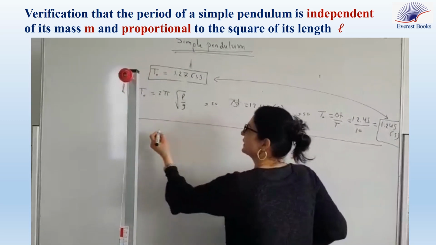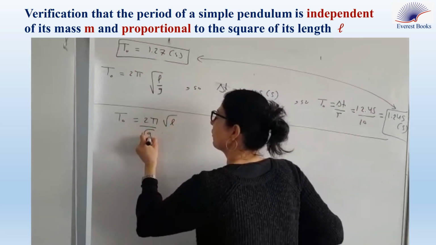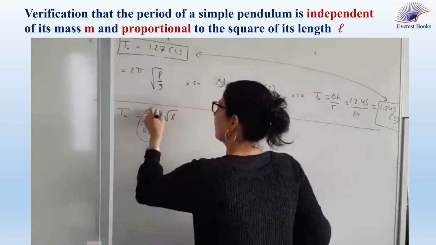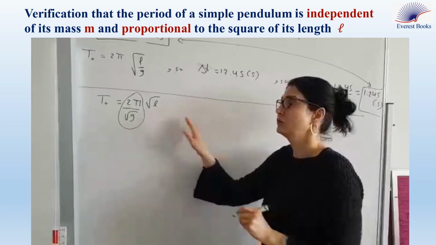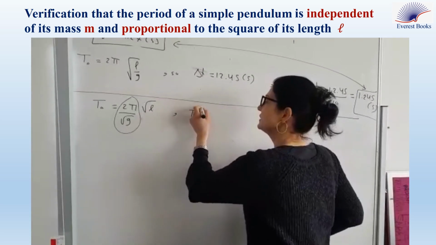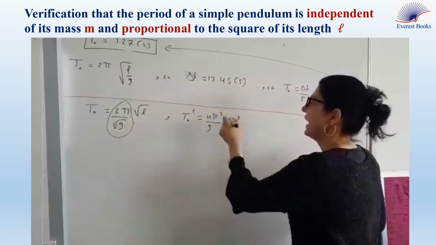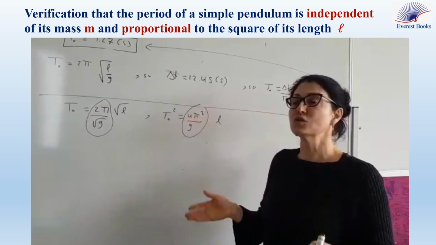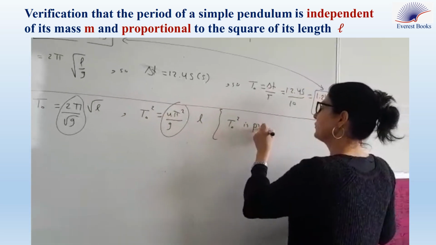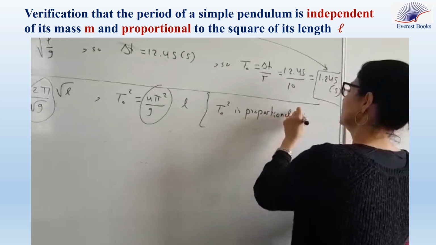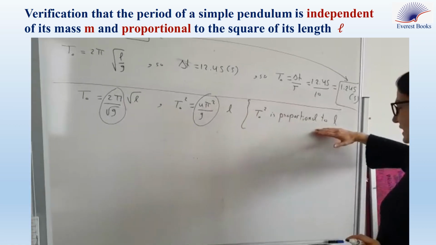Now, consider the formula. T0 is equal to 2 pi times the square root of L over the square root of g. 2 pi over the square root of g is constant, which means that T0 is directly proportional to the square root of L. Square both sides. T0 squared is equal to 4 pi squared over g times L. Again, 4 pi squared over g is constant, so T0 squared is directly proportional to L. So we must verify this result experimentally.